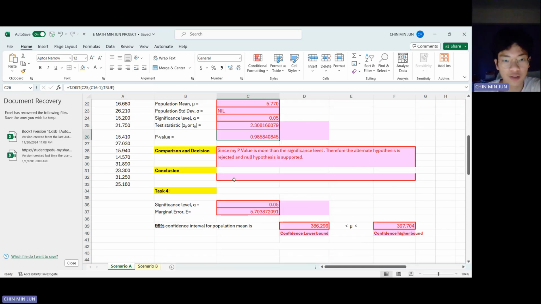The margin of error in my case here is 5.703. And using the formula here above, you can see that it's using the function CONFIDENCE.T, which calculates the confidence interval for the population mean when the sample follows a t distribution. And this function is only used when the population standard deviation is unknown and has a smaller sample size, less than 30.